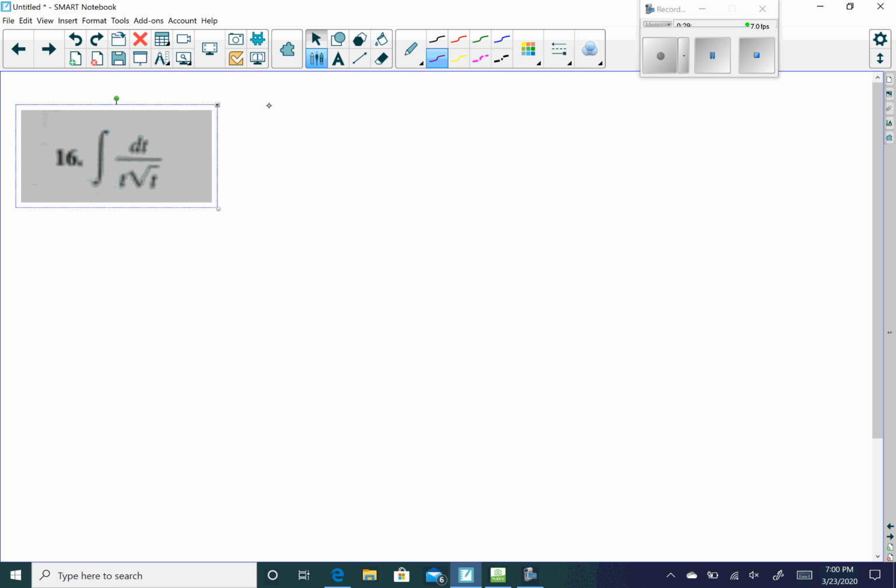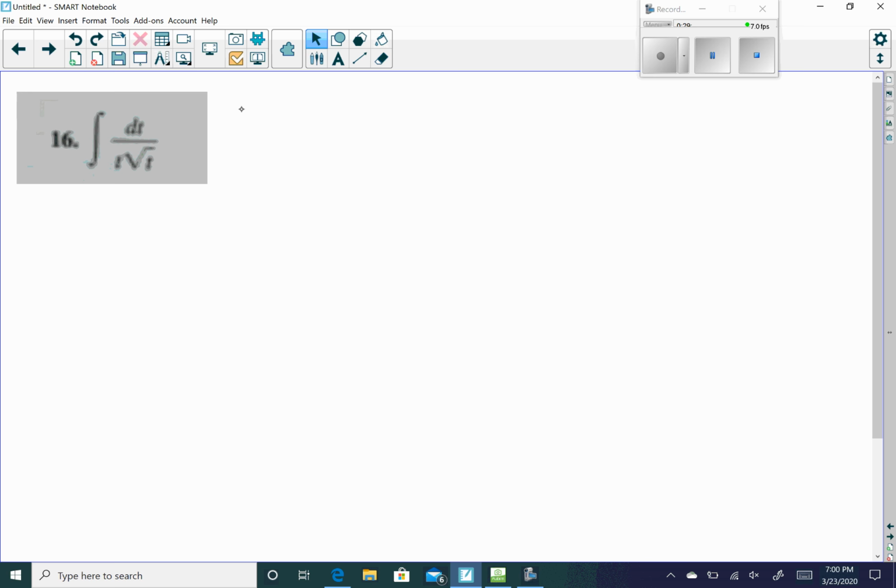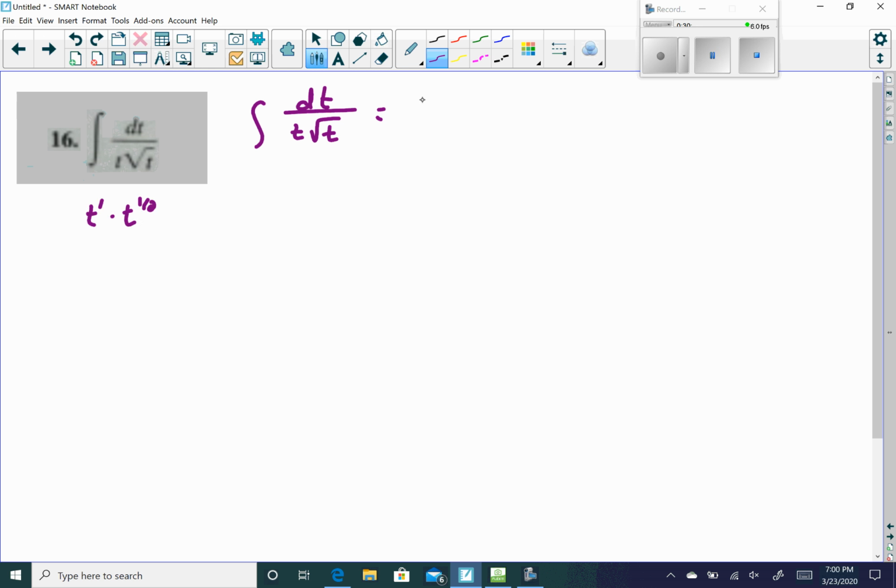All right, looking at number 16. So this says, let me write this a little clearer. The integral of dt over t radical t. What we could do is just look at this now as t to the 1 times t to the 1/2. So we're actually going to get t to the 3/2. So this becomes the integral of 1 over t to the 3/2 times dt, or the integral of t to the negative 3/2 dt.